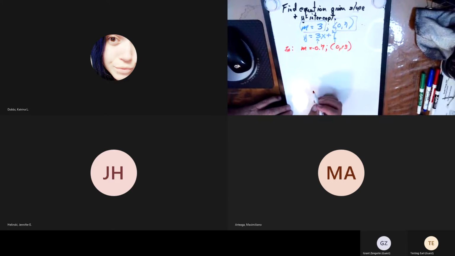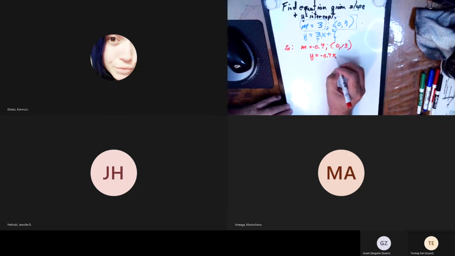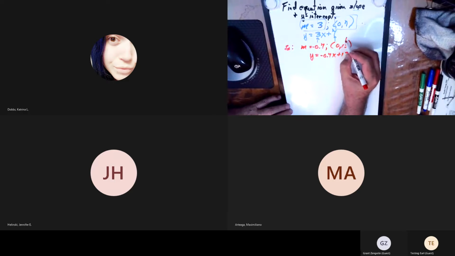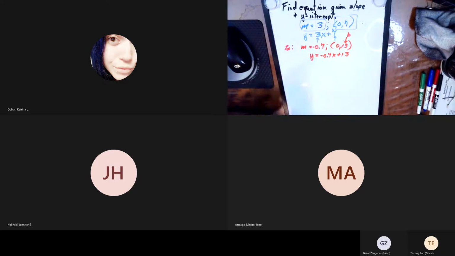And again, the process is exactly the same. y equals slope, negative 0.7x, plus 13. This is given to me. This is automatically the b, because I have a 0, which means I'm on the y-axis. So that's the example given in the book, super easy. Now, it gets a little more interesting. Each step we're going to get more and more interesting.